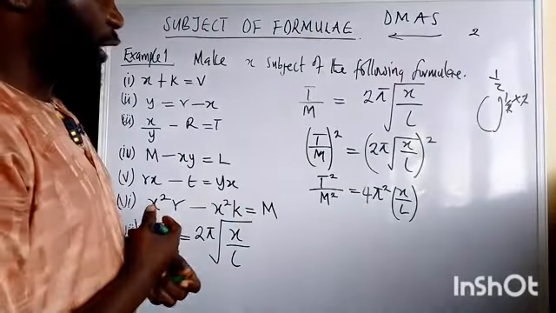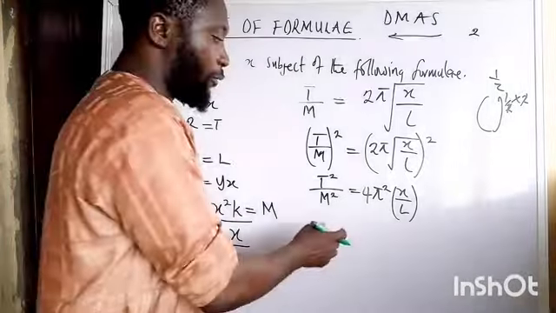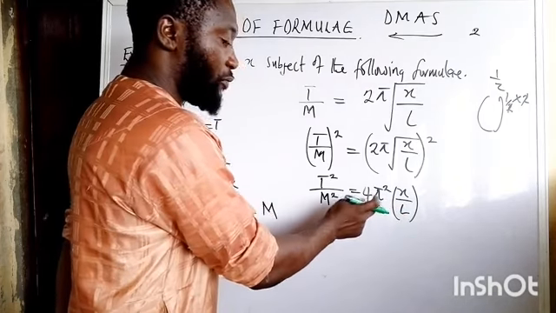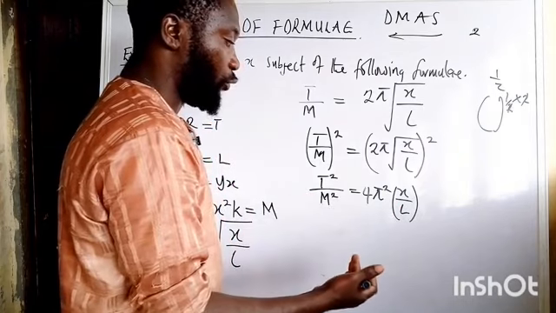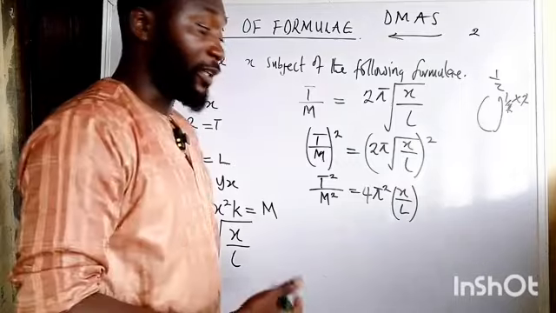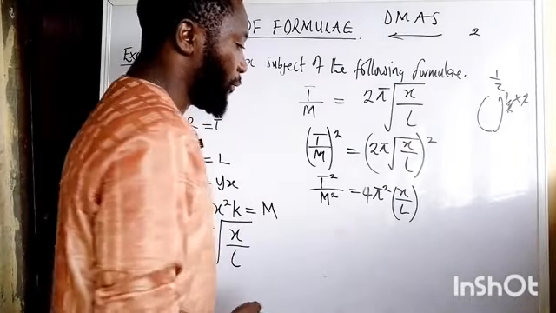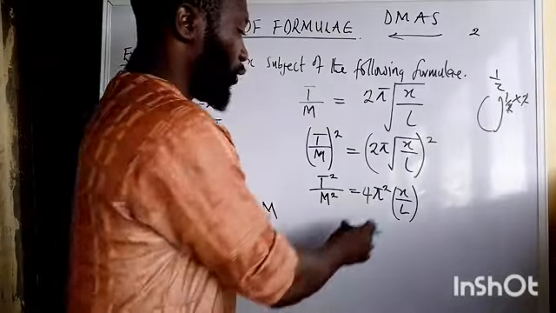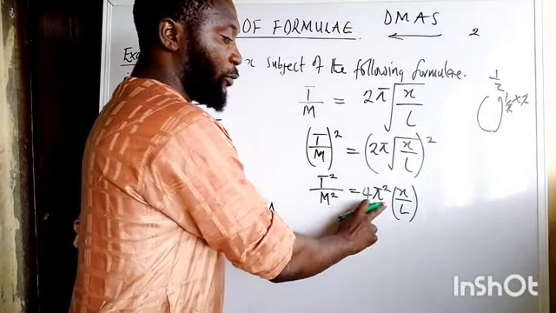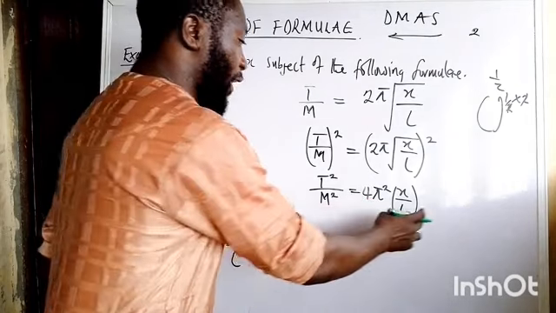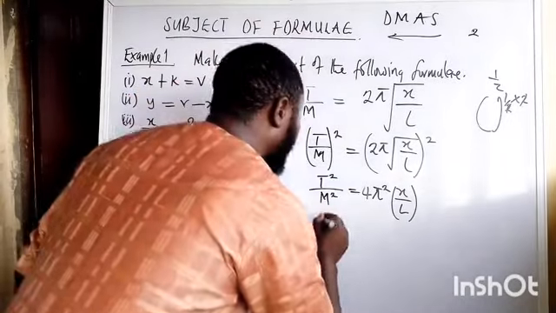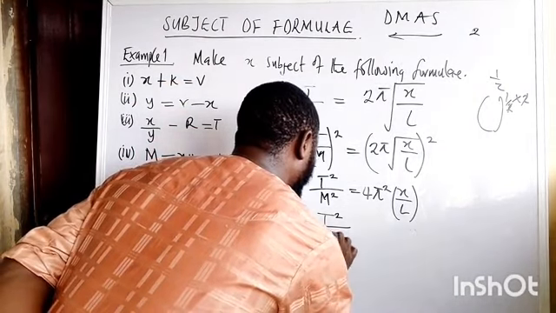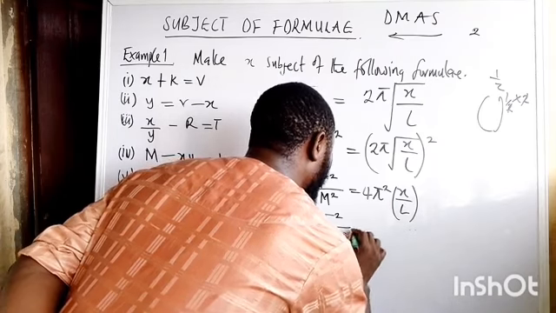Now we want to make x subject as usual. We have things attached to it now. This is attached by division. This is attached by multiplication. You can start with division; if you like, you can start with multiplication. Any one you like. So if we are going by multiplication, we want to remove this one. This is attached to it by multiplication, so we have to divide both sides by 4 pi squared. So now you have T squared divided by m squared, we divide both sides.